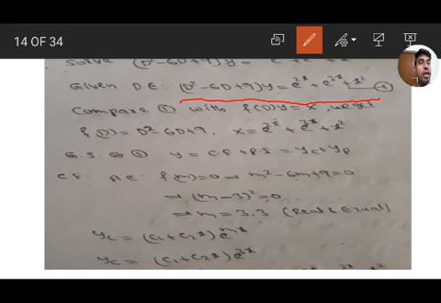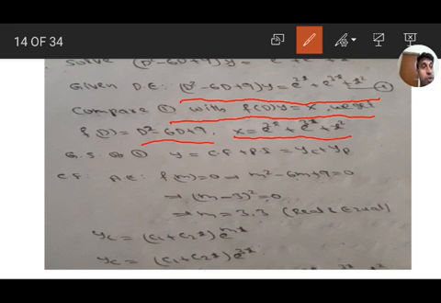Compare equation 1 with the standard form f(D) y = X. We get f(D) = D² − 6D + 9 and X = e^(2x) + e^(3x) + x². Here there are two types of functions: the e^(ax) form and the x² form. So the general solution of equation 1 is the complementary function plus the particular integral, that is yc + yp.